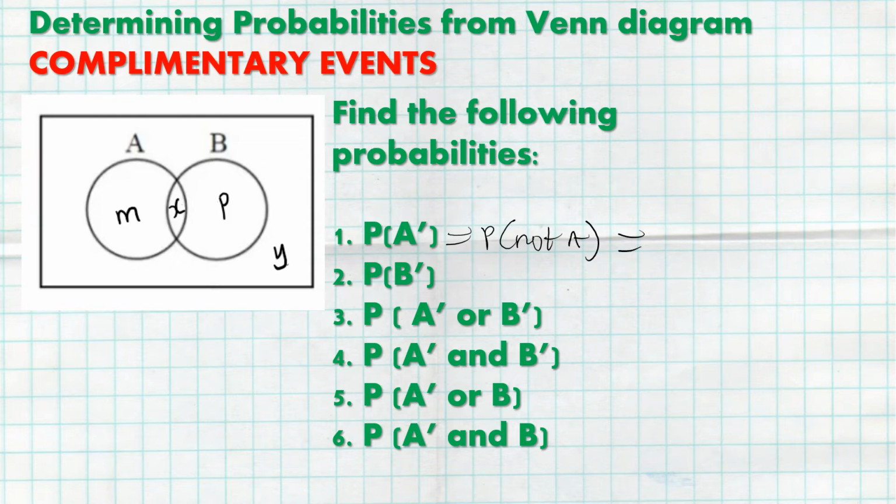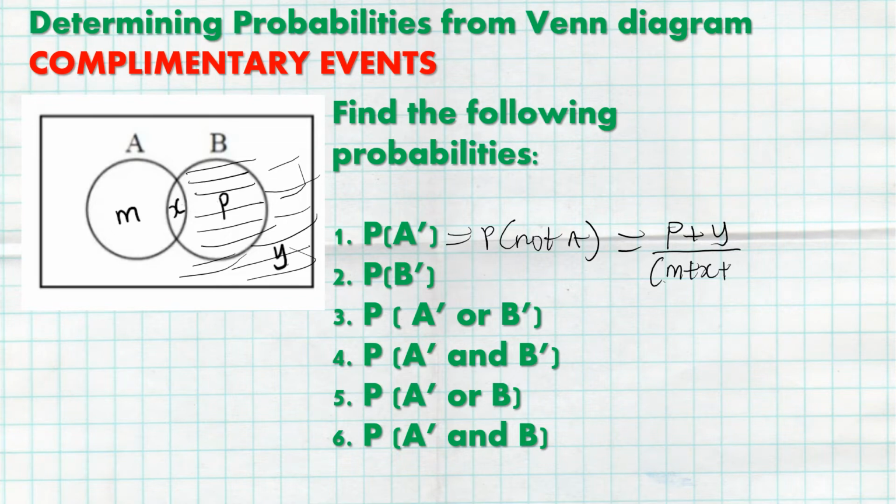So we just go and check. We take all outcomes that are not in A, right? It's actually the ones that are in B only and also those that are outside, right? So they are not in A. So what's the probability? It's going to be P plus Y divided by the whole sample space, which is M plus X plus P plus what? Plus Y. All right. So that would be the answer.